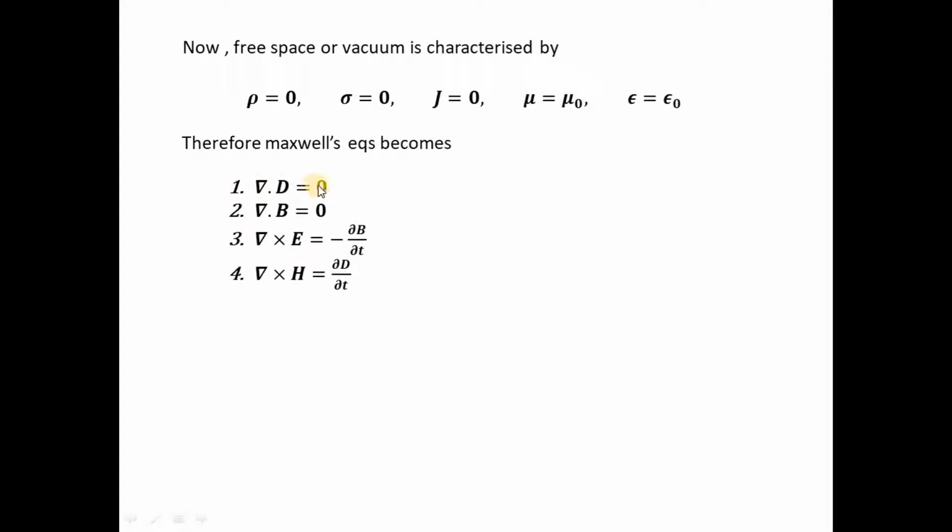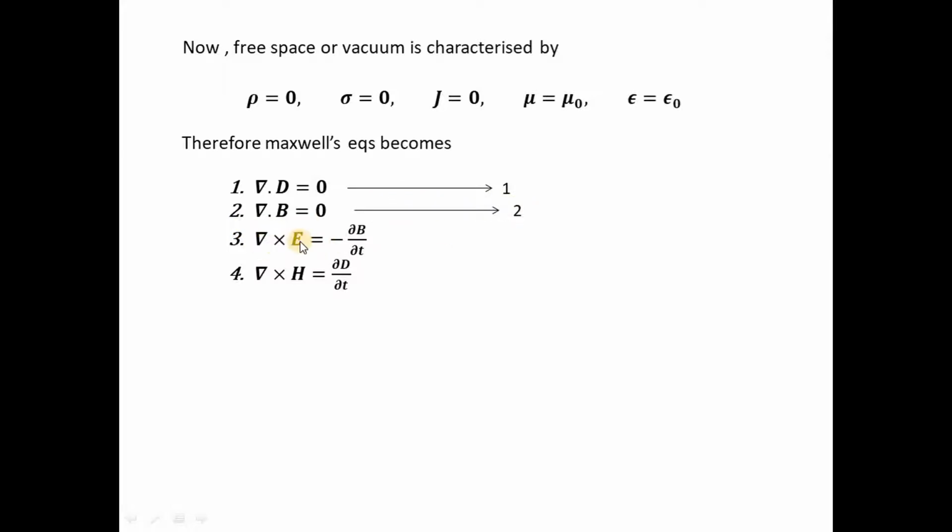Del dot D equals 0, that is the divergence of the electric displacement vector. Remember, del dot D means what? The divergence of the electric displacement vector, and it will be 0. And let this be equation 1. Again, del dot B will be equal to 0, that is the divergence of magnetic induction is 0. Let this be equation number 2.